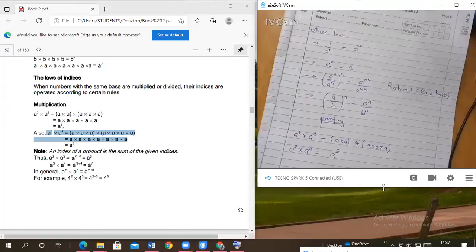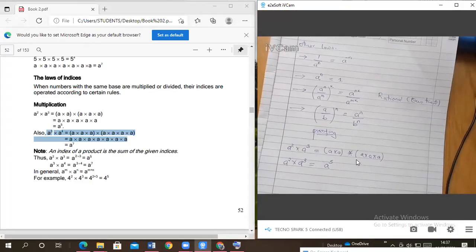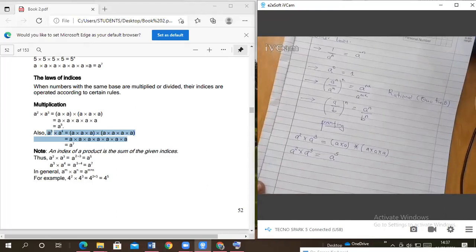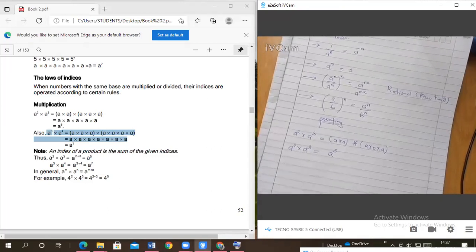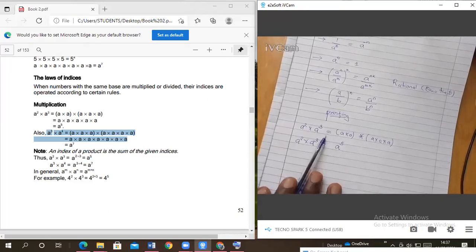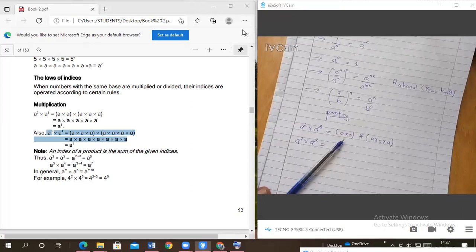Are you able to see my screen now? Yes. All right. So that one, what we are seeing is that we are proving law number 1. We are proving law number 1. So we can proceed.